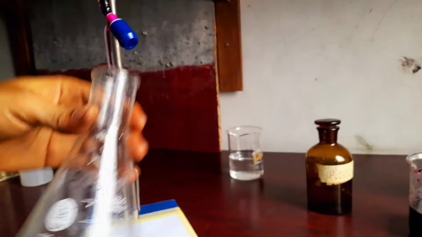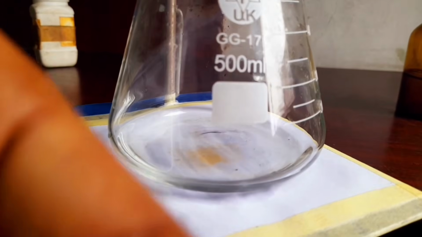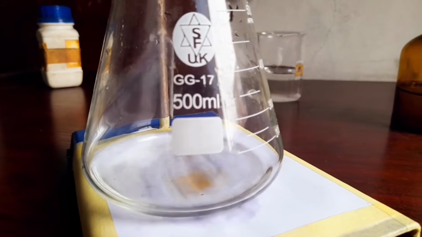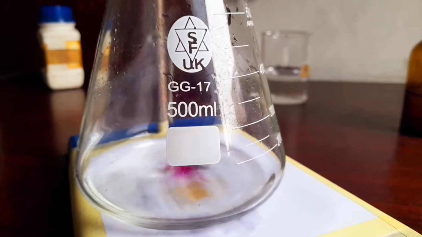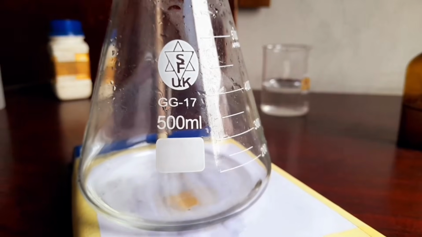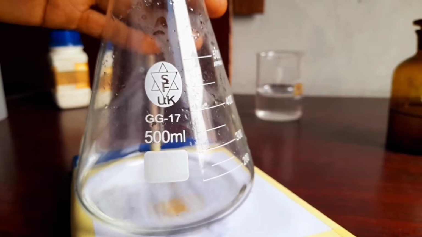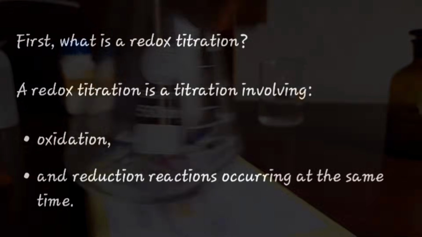This is a redox titration practical video involving potassium tetraoxomanganate 7, as KMnO4, and oxalic acid. So if you understand this video, you're going to be able to pass your practical exams, theory exams too, and calculations concerning redox titrations. You will know the precautions you should take, and you can even answer objective questions in your examination. First, what is a redox titration?